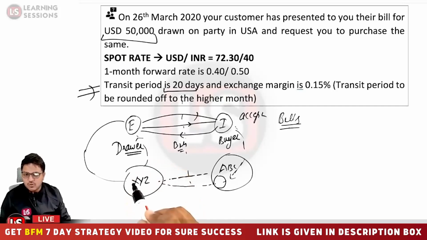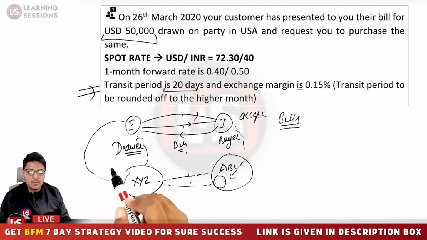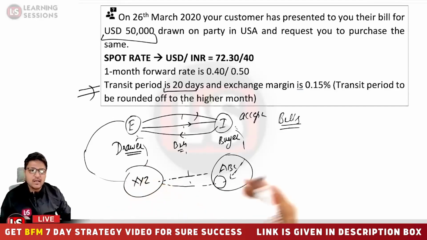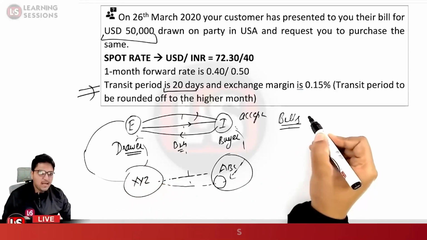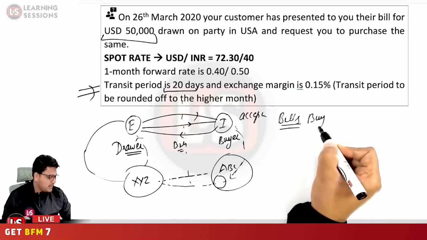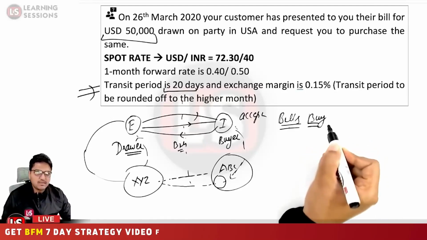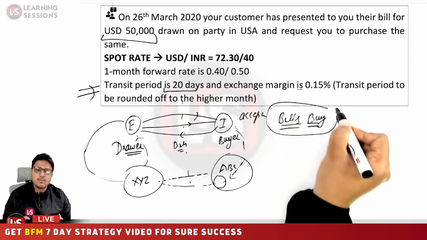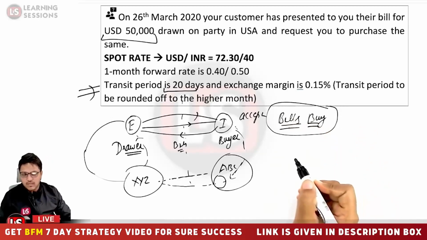So what rate shall be applicable? Because the exporter wants to sell, the exporter will be able to sell the foreign currency at a price at which the bank is ready to buy. So what rate shall be quoted? It will be the buy rate which shall be quoted. So it is basically related to the bills buying rate.